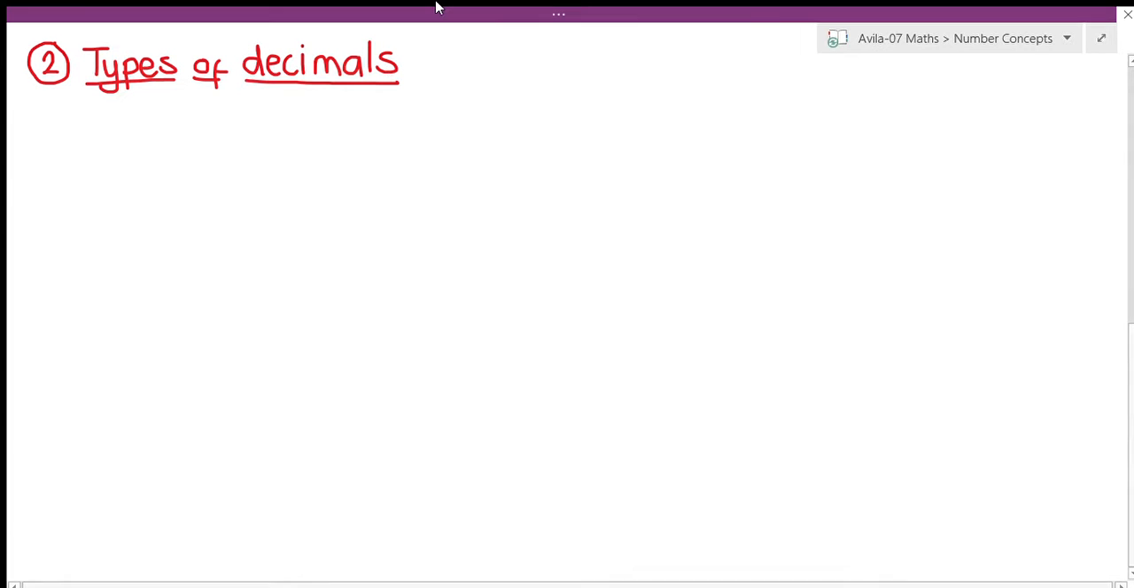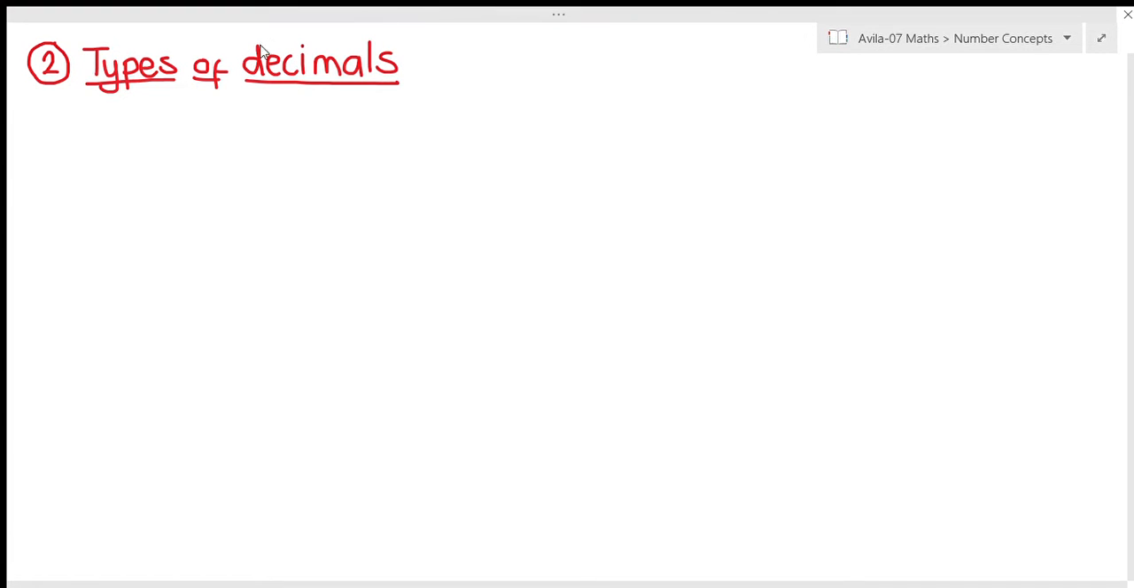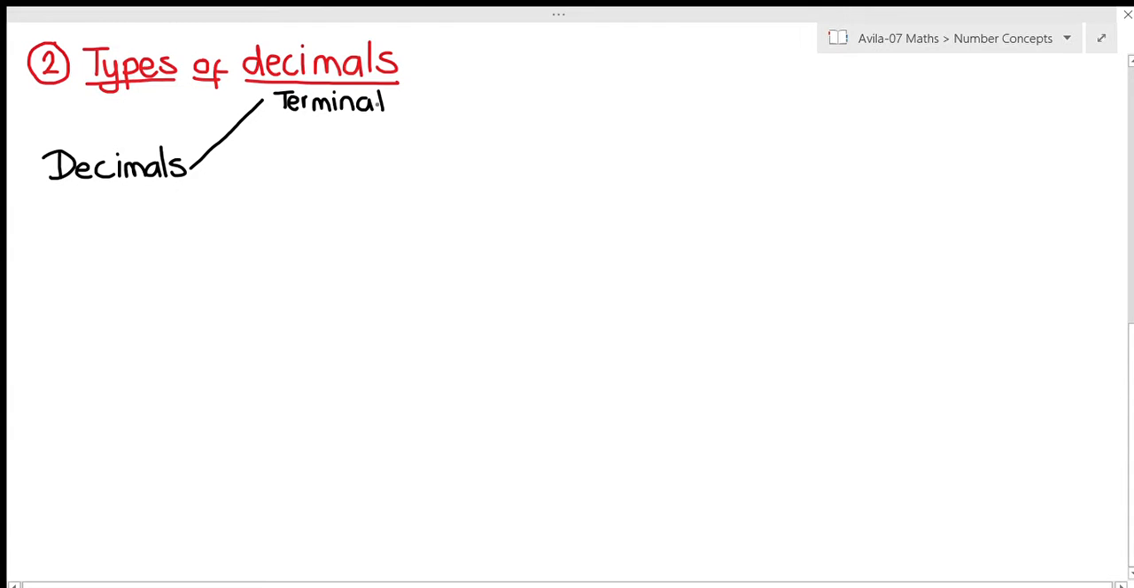Okay, so there are three types of decimals. So we're going to write them down. The first part is what is called an exact decimal. It also is called a terminating decimal. Also called an exact decimal.